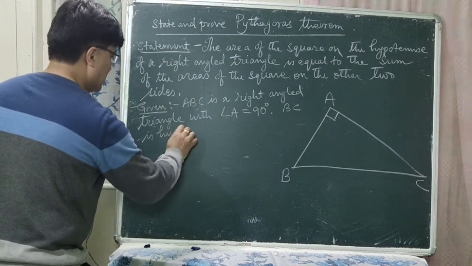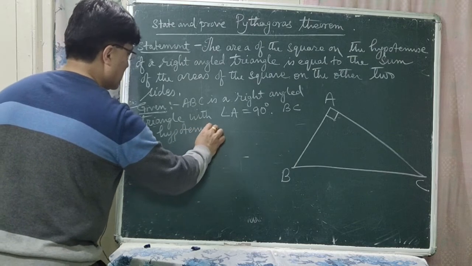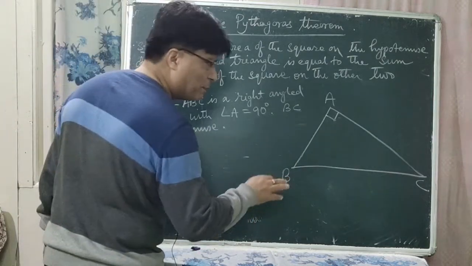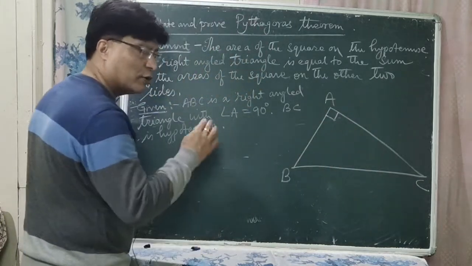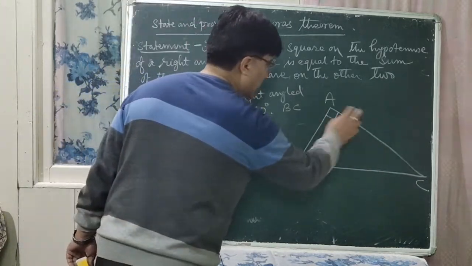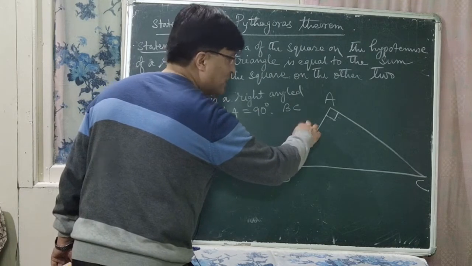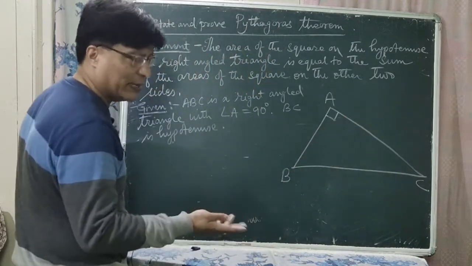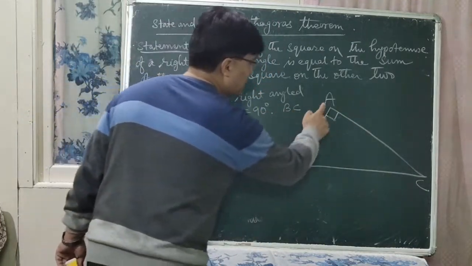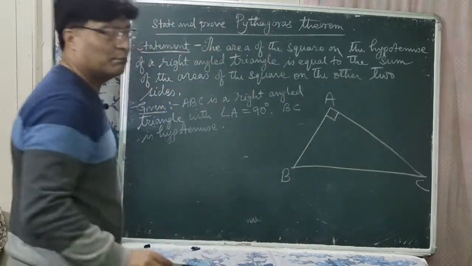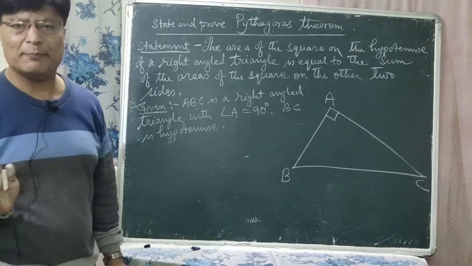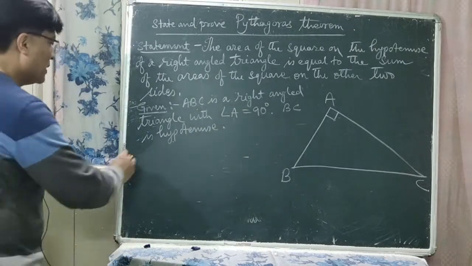You can take perpendicular either on AB or AC, or you can take base either on AB or AC. This AB may be perpendicular or base, this AC may be perpendicular or base. If you take AB as the base, AC will be the perpendicular. If you take AB as the perpendicular, AC will be the base. Is that clear? So BC is the hypotenuse in this case. Okay, now to prove.